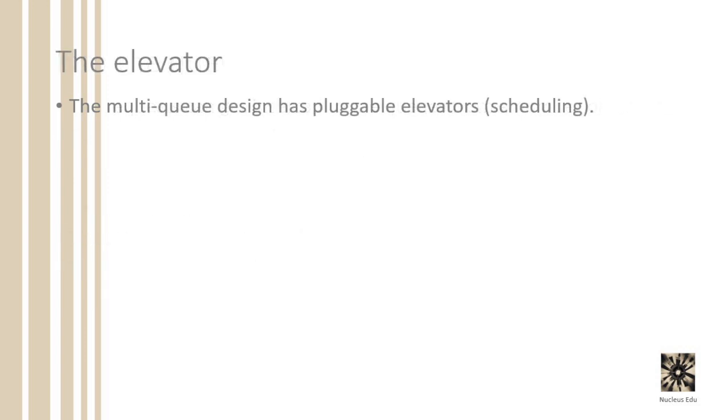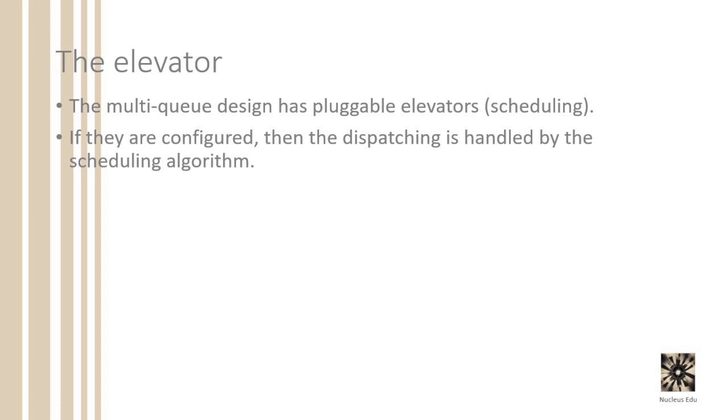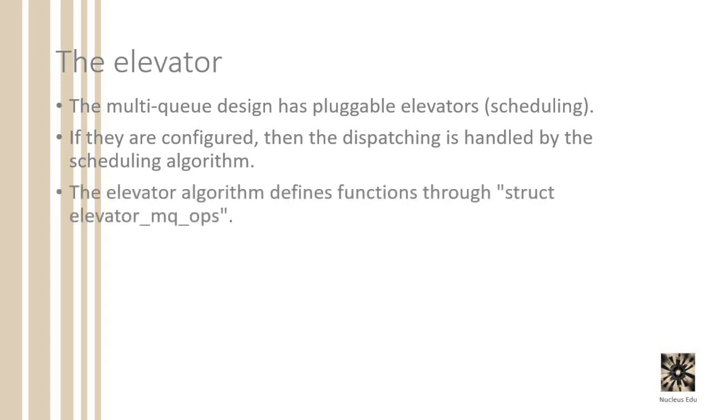Next, we're going to look into the elevator part. So the multi-queue design has a pluggable elevator design, right? And elevators are basically scheduling algorithms. So if the queue has an elevator algorithm configured, then the requests are inserted and dispatched using the elevator defined functions in the struct elevator_mq_ops structure, right? So a little bit about the name. The name elevator sounds a little weird for a scheduler, but it actually comes from an old disk scheduling elevator algorithm, which was used to determine the motion of the disk's arm and head.